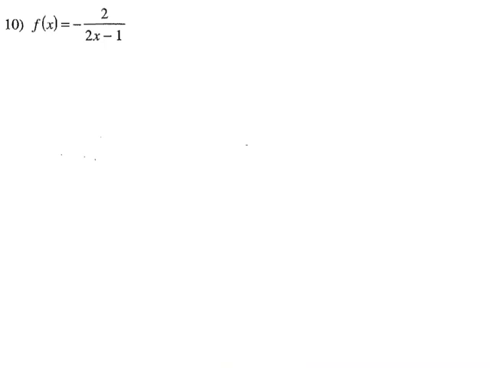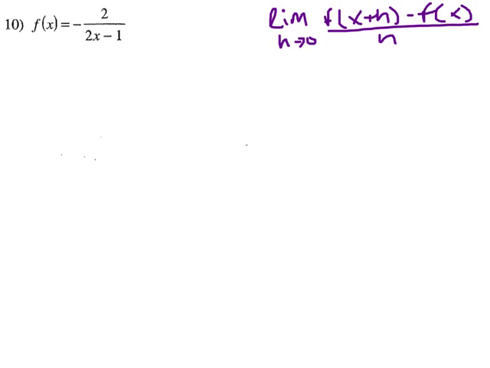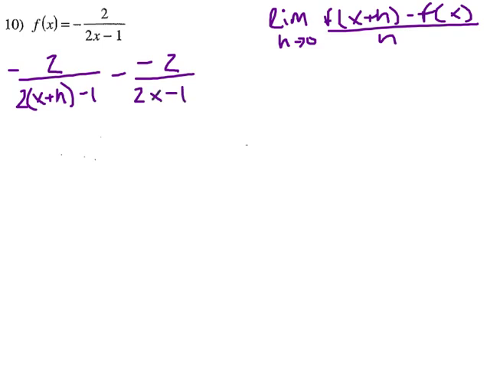What about you? Let's remember we're doing the limit as h approaches 0 of f of x plus h minus f of x all over h. So we're going to go ahead and plug all that in. We have negative 2 over 2 times x plus h minus 1 minus negative 2 over 2x minus 1, and it's all going to be over h, but remember over h is the same as times 1 over h.